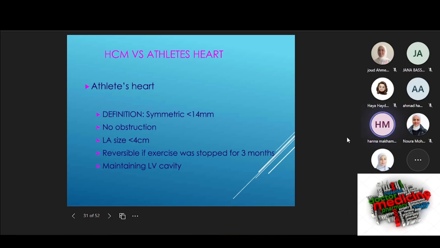The left atrial size would be less than 4 cm because there is no diastolic dysfunction here. The more diastolic dysfunction, the bigger the left atrium. There is no obstruction to flow. And this is reversible if you stop exercise for 3 months or more. And even if there is increased thickness, there is no obliteration of the cavity, meaning the cavity maintains its dimension, unlike patients with hypertrophic cardiomyopathy.